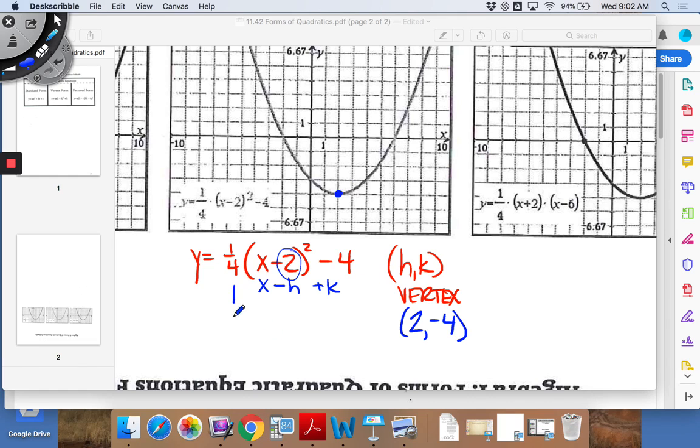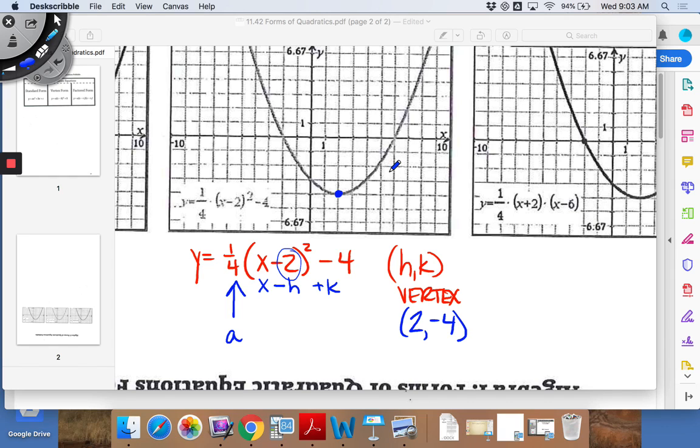The other thing that it does identify is the a value, which again is 1/4. And so we know that it's pointing upwards and that it's wider than the parent function. So far, so good. So if you looked at both of those graphs closely, you would notice they're actually the exact same graph, just the equation is in a different form.